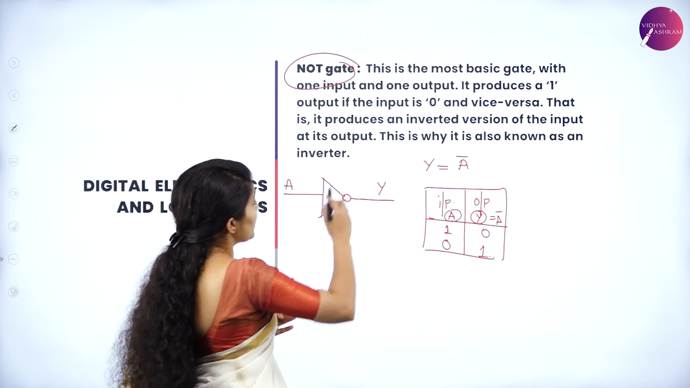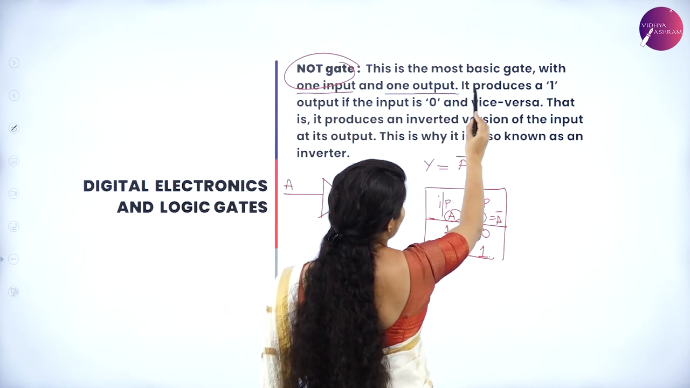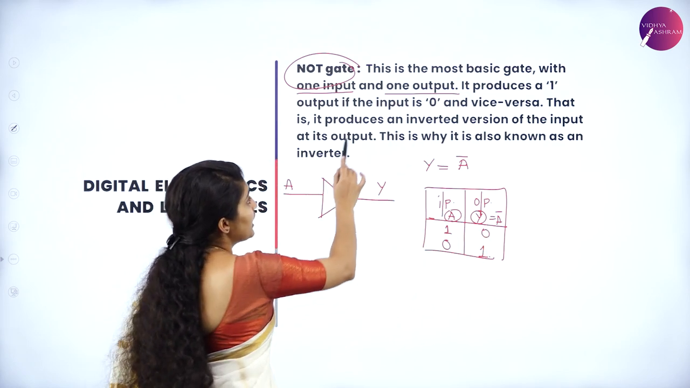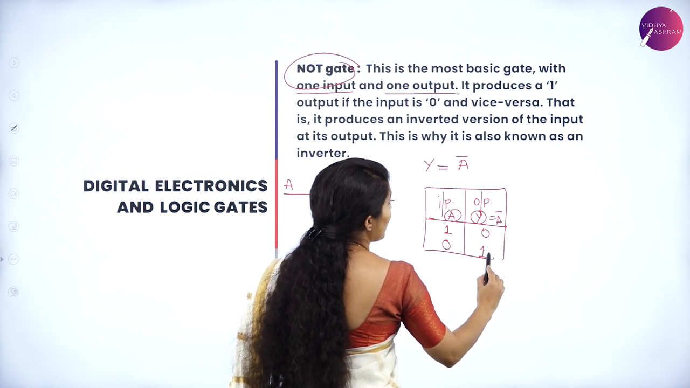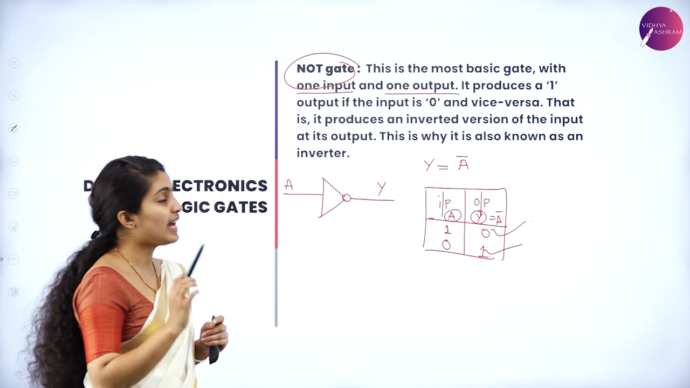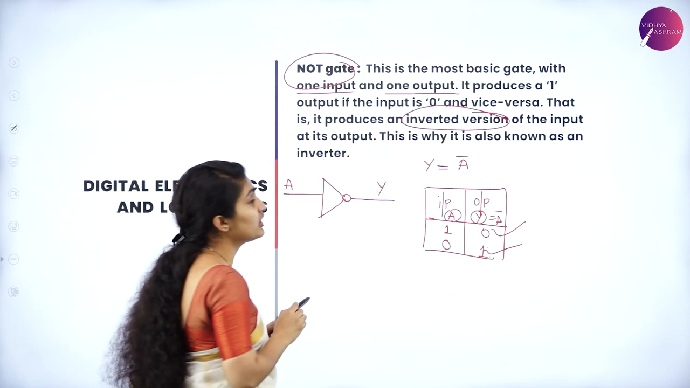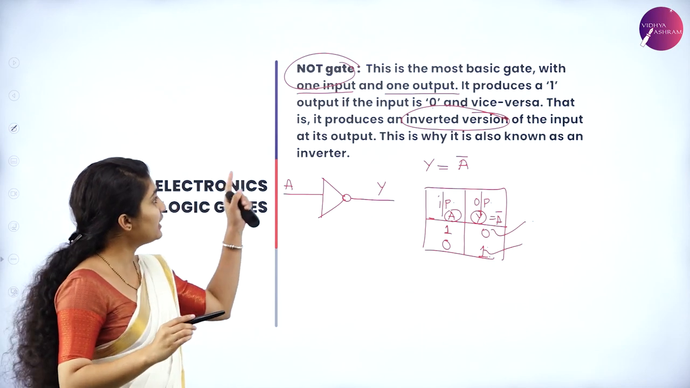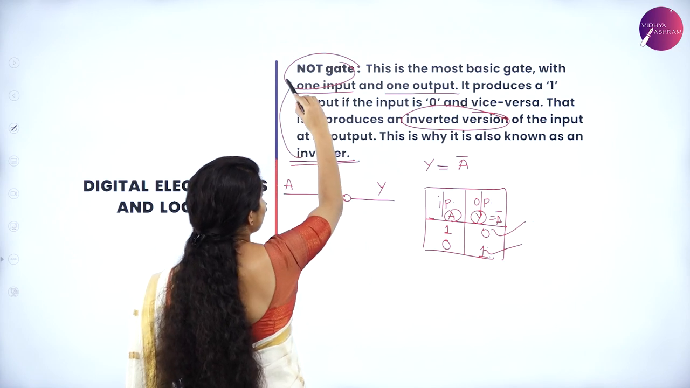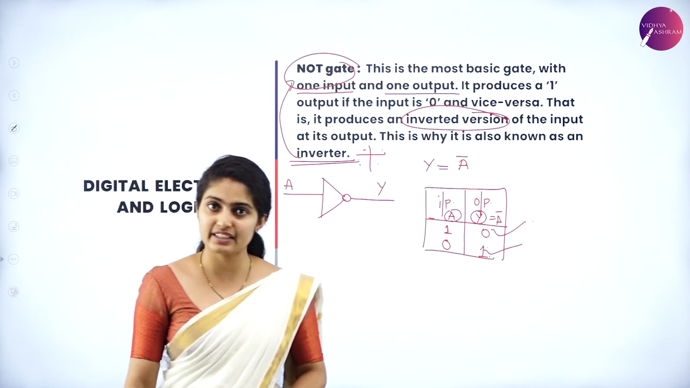Understood? So it is the most basic gate with 1 input and 1 output. That's all. It produces 1 as output if the input is 0, and vice versa, so it produces an inverted version. NOT gate produces an inverted version of the input at its output. This is why it is known as an inverter. So the NOT gate is also called an inverter, which you will have to remember. Is that clear to you?